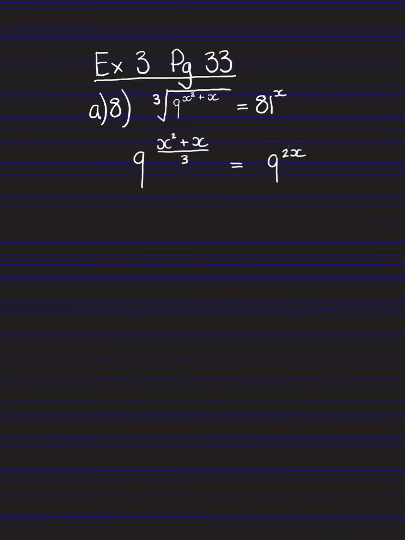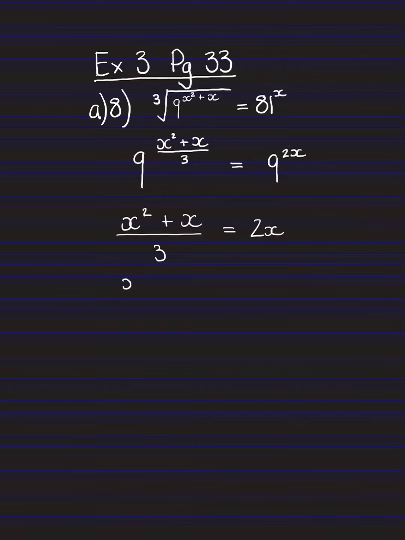When we're solving exponential equations, either our bases need to be the same, or our exponents need to be the same. In this case, bases are the same, so that means automatically that our exponents are the same. And that's divided by 3. And that is equals to 2x. And now we solve the quadratic equation.